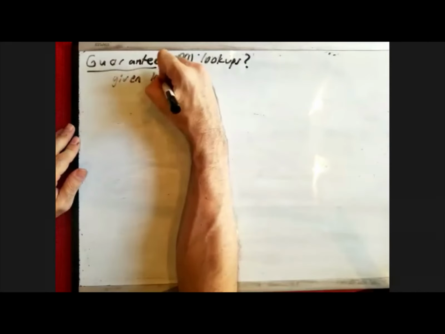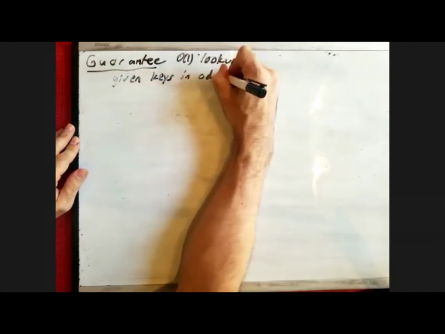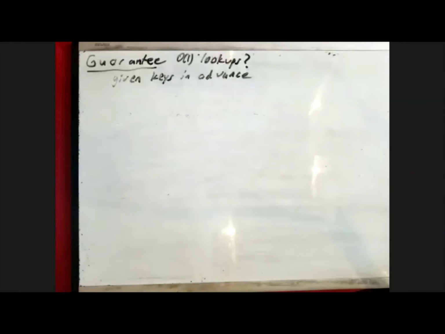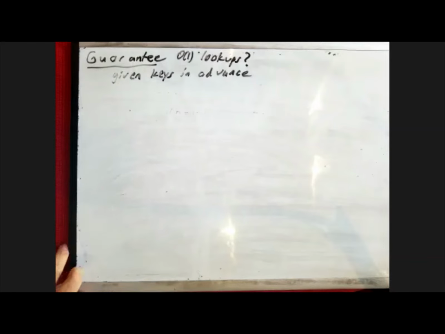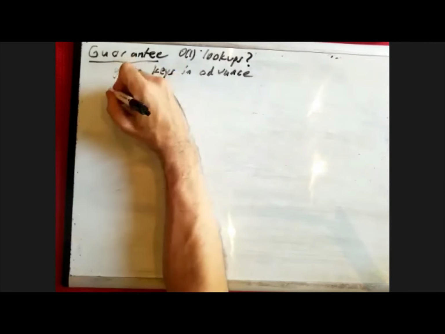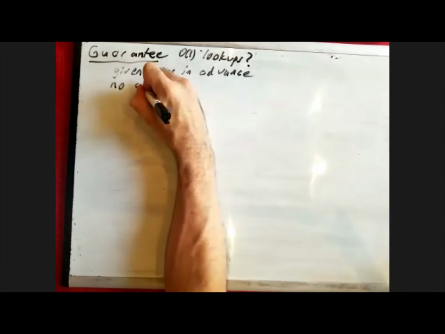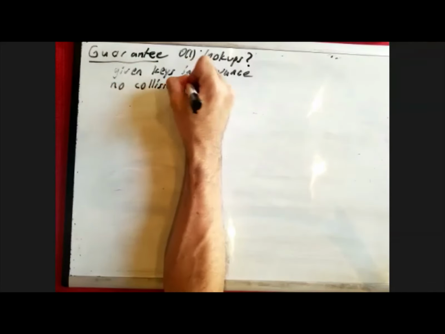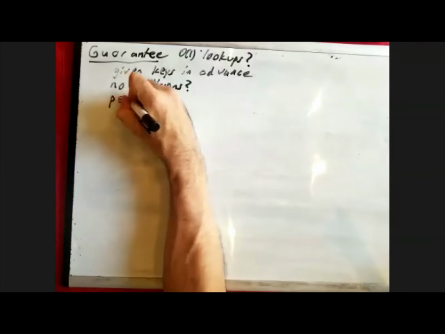Well, I'm going to assume that I'm given my keys in advance. It's true that for a random hash function, there's always a bad set of keys. But if I know what the keys are, I won't use that hash function. Can I always find a good hash function if I'm allowed to look at the keys while I'm hunting for the hash function? And let's be really ambitious. Let's try to arrange for no collisions at all. And this would be what is called a perfect hash function.